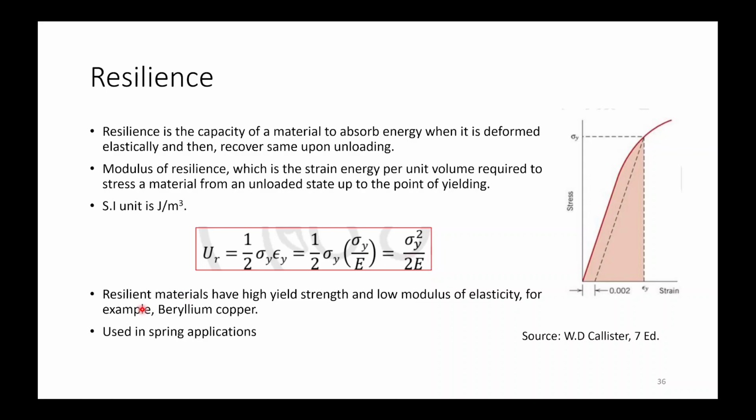Now resilient materials have high yield strength and low modulus of elasticity. For example, beryllium copper, and this material is used for making spring materials. Resiliency is a very important property in the case of spring materials.